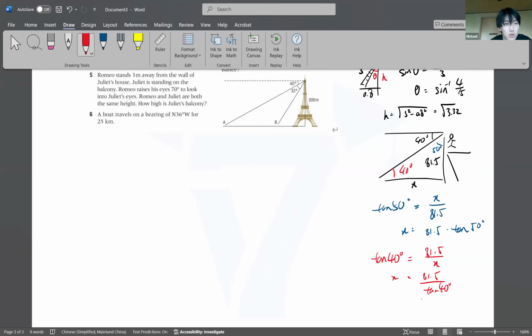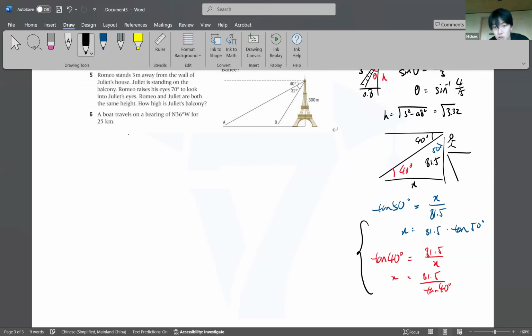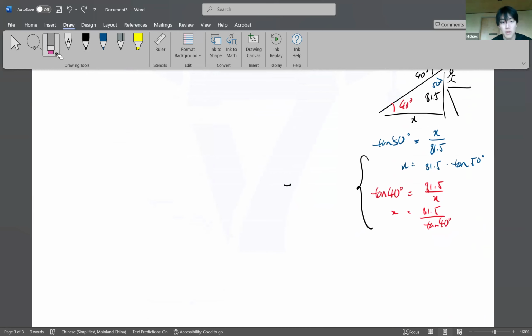So what can we also conclude from here? Let's just have a look. Since both work, you can technically do this. You know x has to be the same. It's unique, right? So you can equate the two equations. Okay.